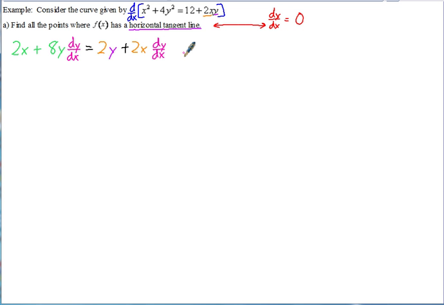And then remember, you get all the terms that have dy/dx on one side if there's more than one, and then all the terms that don't have dy/dx on the other side. So I'll leave this 8y dy/dx here and subtract over the 2x dy/dx. And then on this side, I'll leave the 2y there, and then I'll subtract the 2x over there. Because what that allows you to do then is to isolate the dy/dx so you can factor it out.